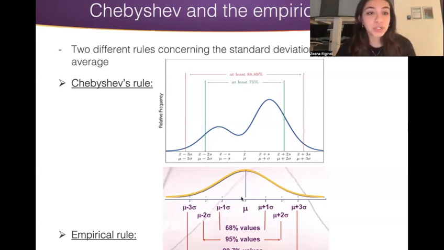Here you can see the proportion of data from your data set that you will find within a certain number of standard deviations from the mean. And there are 2 different types of rules to use for this depending on the type of distribution that you are looking at.